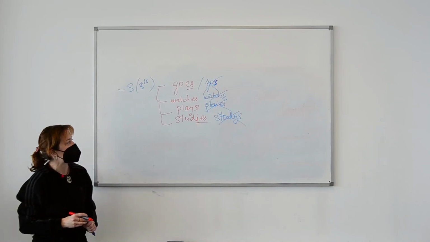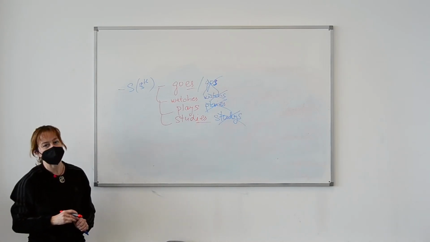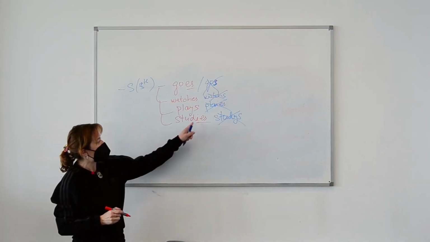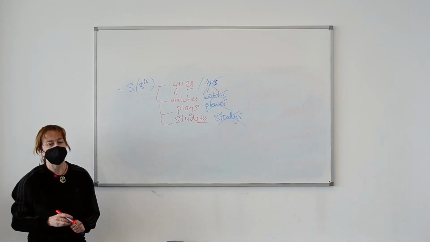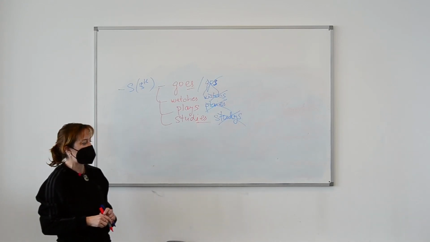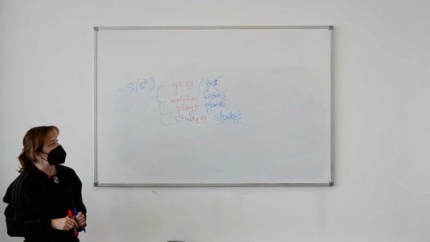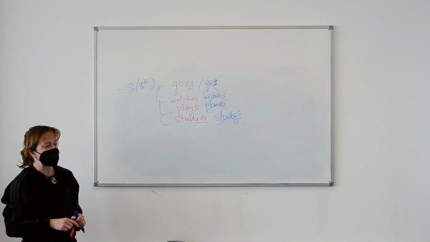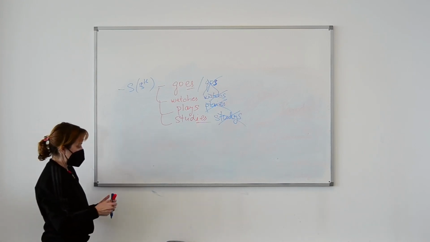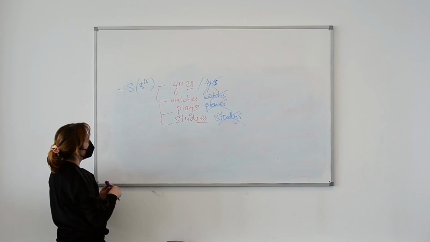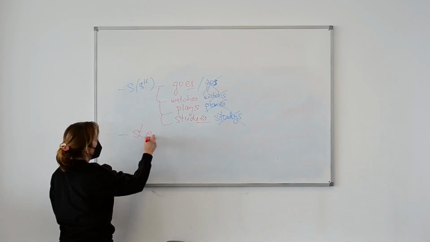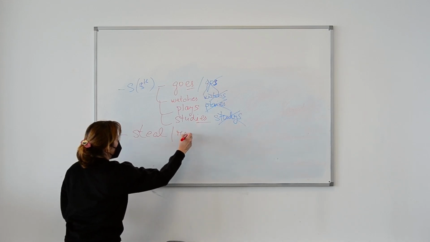The Y doesn't change into an I because it's a monosyllabic word, but here it changes because it's not a monosyllabic word. Another typical mistake is differentiating words, for example, the difference between steal and rob.